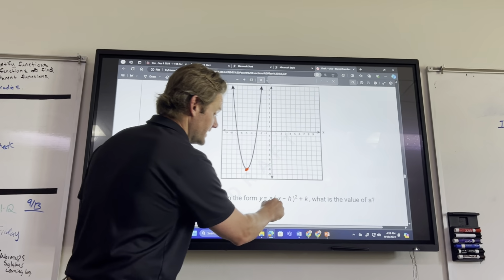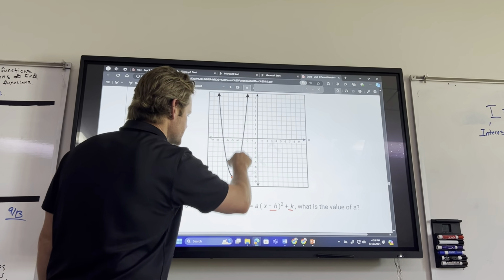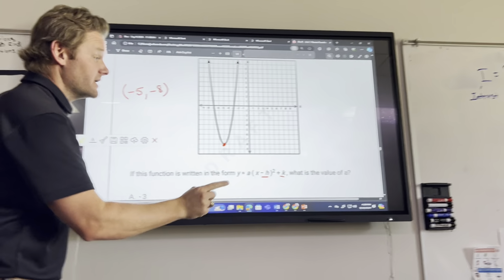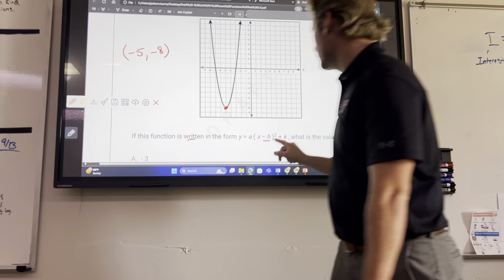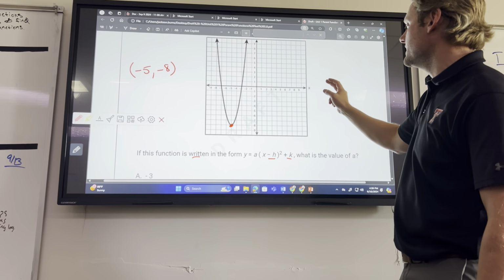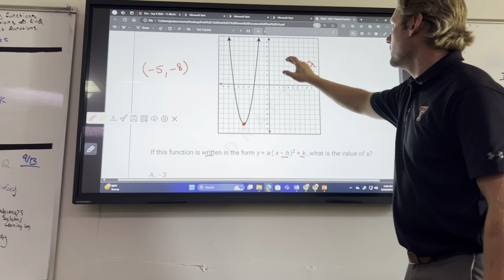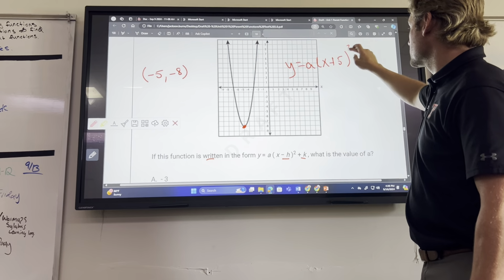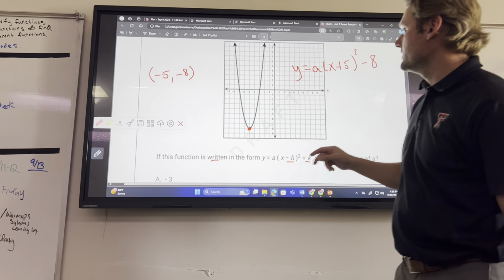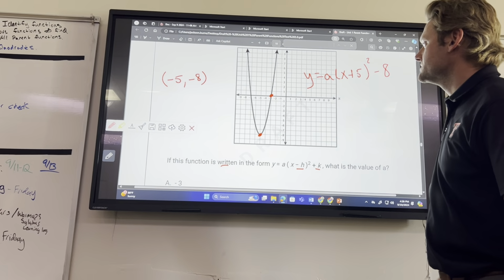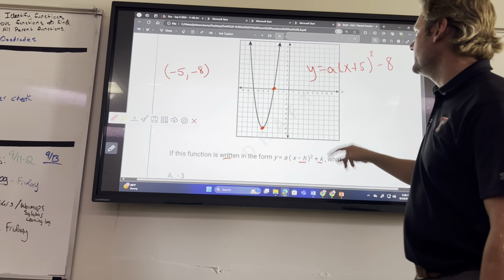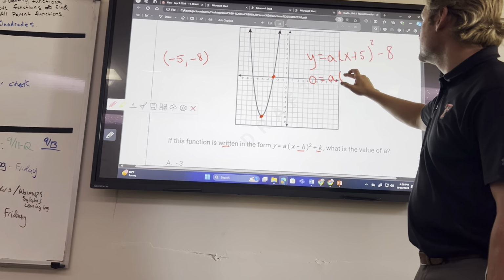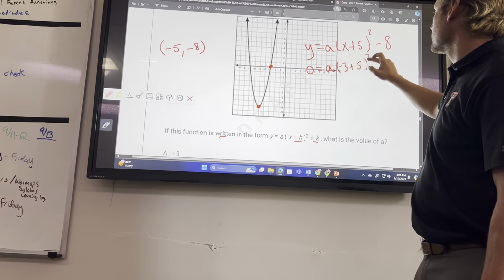All right, find your vertex, plug those in for H and K. My vertex here is -5, -8. Biggest thing that people miss when they plug in, right? They forget to flip their H because it's minus a -5. So it becomes y equals A times x plus 5 squared minus 8. Then you're gonna plug in a point, use one of the zeros because it's easy, right? So I'm gonna use -3, 0. That means my y value is 0. My x is -3. So what is -3 plus 5?